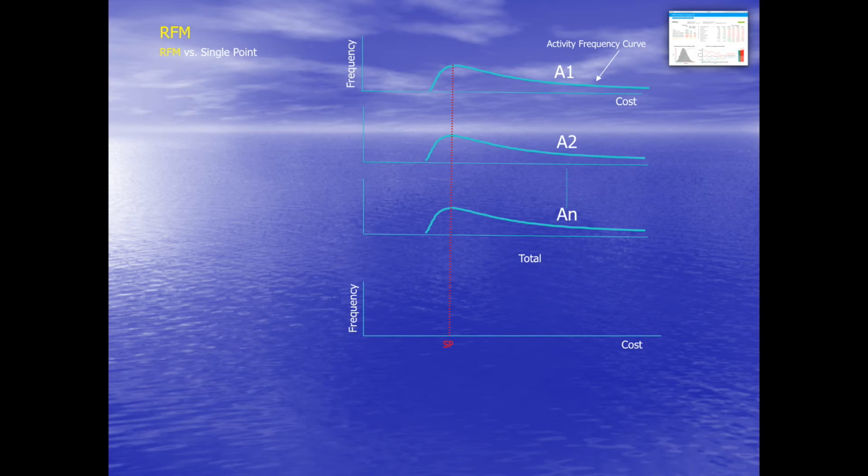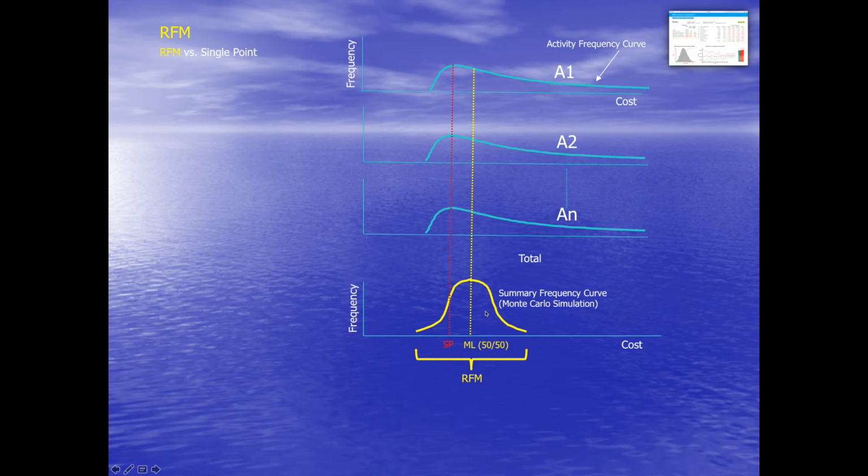Now, to do this in RFM, we have to resort to a simulation technique, and the simulation technique applied in RFM is the Monte Carlo simulation technique or method. What the Monte Carlo simulation technique does is simply picking numbers at random, like throwing a dice, from each of the frequency curves, adding and sorting to come up with this simulated resultant curve. So this is a simulation of all the curves above.